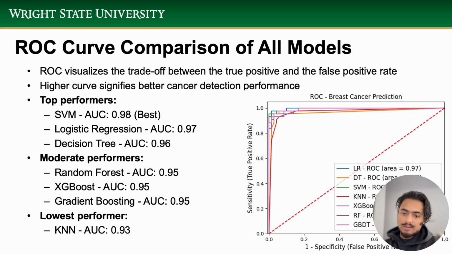Ensemble models like random forest, XGBoost, and gradient boosting all cluster around an AUC of 0.95, showing strong but slightly lower performance. KNN has the lowest AUC at 0.93, which matches its lower test accuracy and higher false negative count seen earlier.